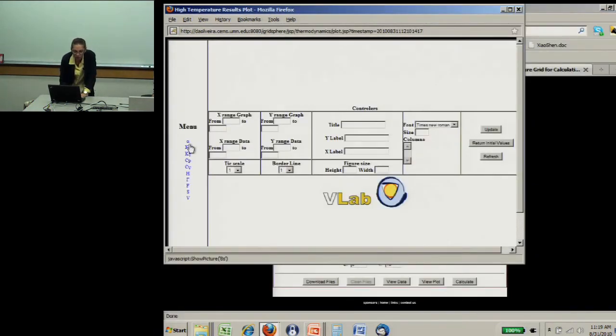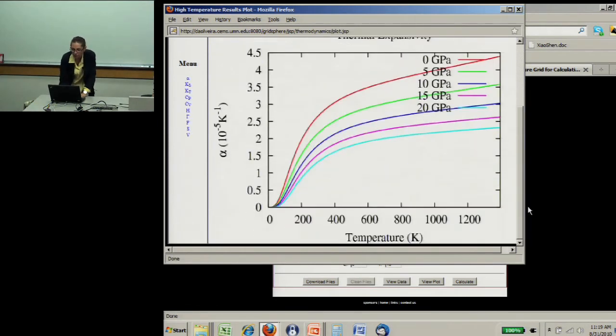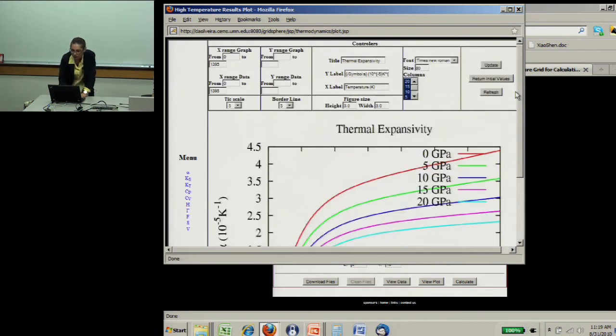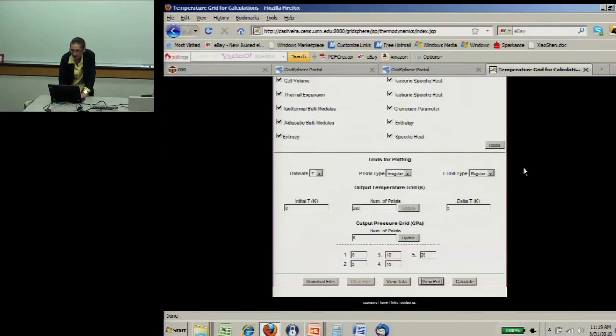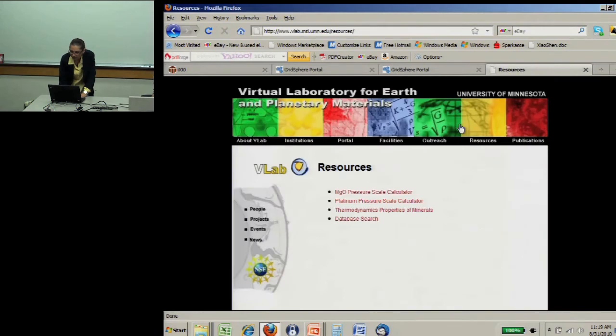OK, I want to plot thermal expansion coefficient. OK, change the ranges, interact with the plot through these controllers here. So this is also possible. So we have also other resources that we made available there. For example, I think this resource would be useful for someone who's trying to learn how to do calculations of thermodynamics properties using the quasi-harmonic approximation.